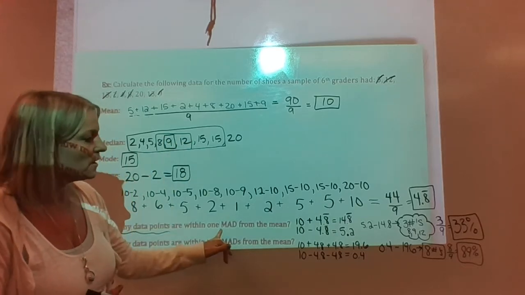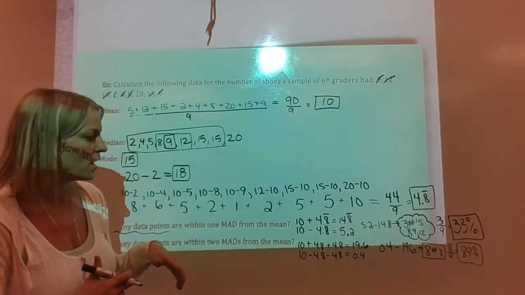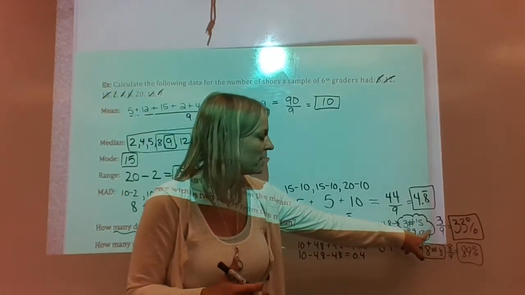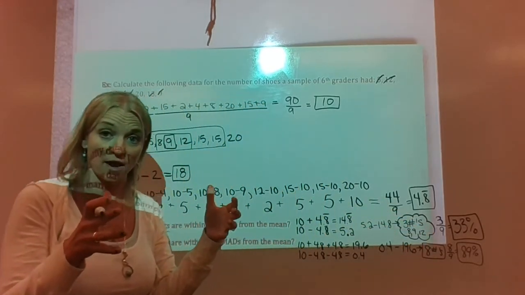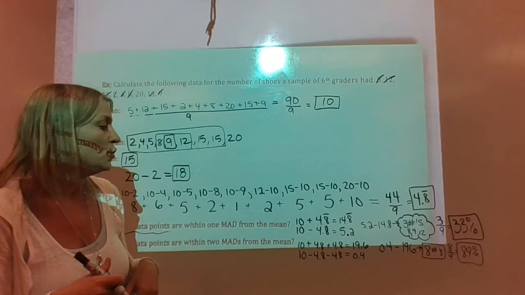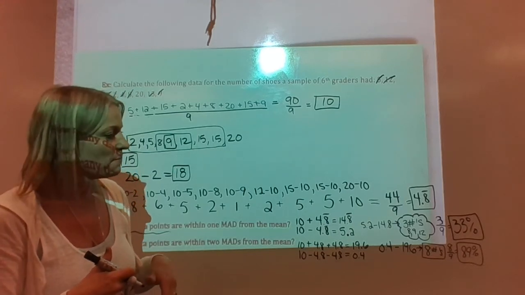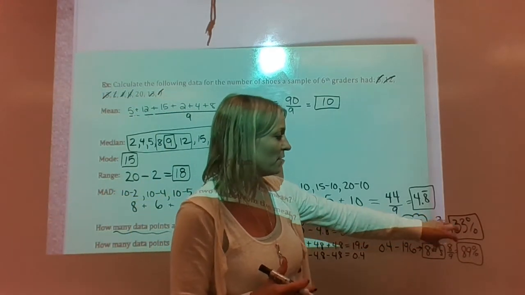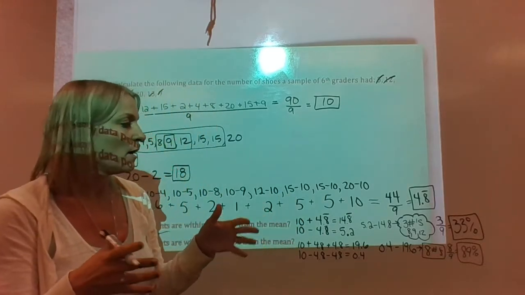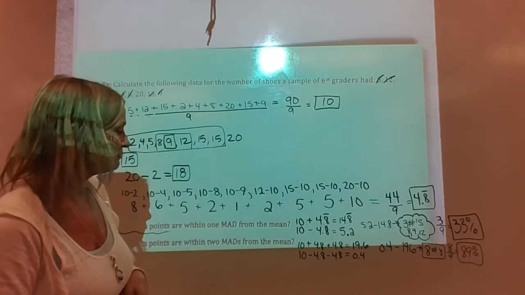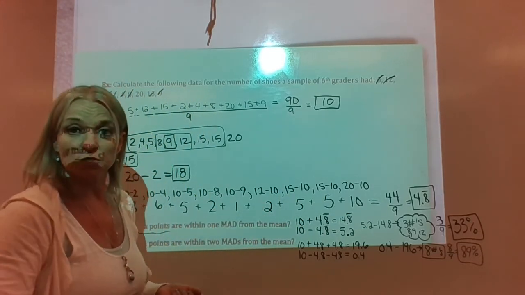Okay, so the MAD helps me see how close the numbers are. The bigger the amount of numbers that are within 1 MAD, the closer together your numbers are. And again, the smaller the amount of numbers that are within 1 MAD, the more spread out your numbers are. All right, so that's your day 2 notes.